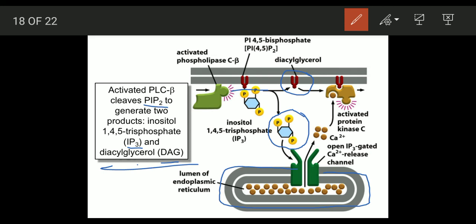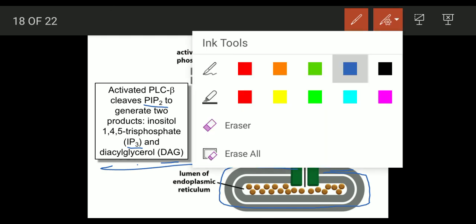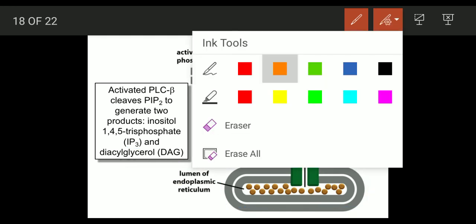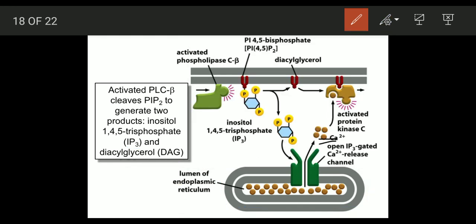Okay. And after that, it opens the IP3 gated channel, as you can clearly see. After the opening of the IP3 gated channel, the calcium from the lumen of the endoplasmic reticulum is released outside of the endoplasmic reticulum, into the cytosol. Okay, guys, getting it or not? Into the cytosol. Here you can see calcium. First, the calcium ions get released from the endoplasmic reticulum to the cytosol.